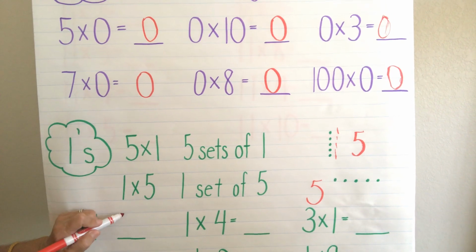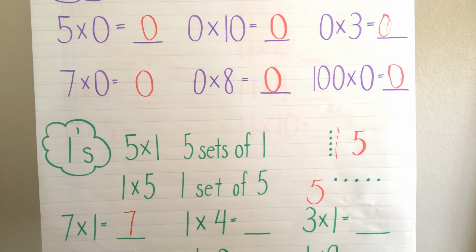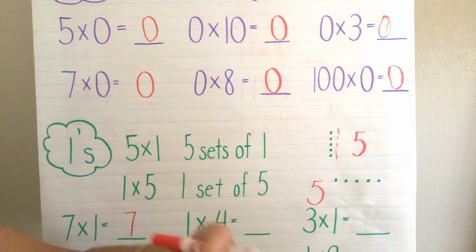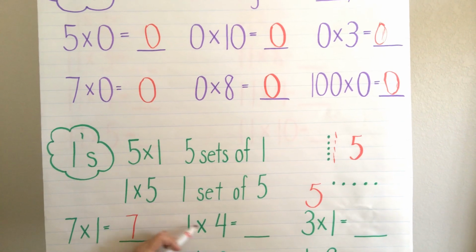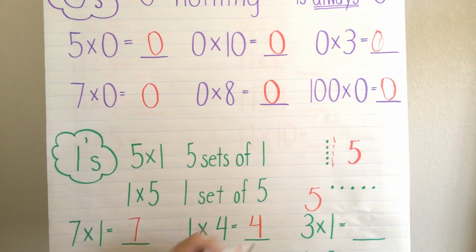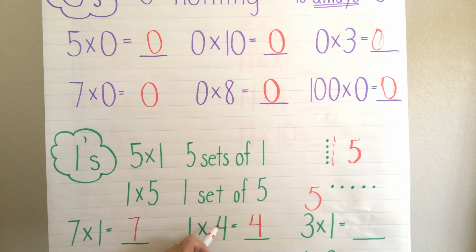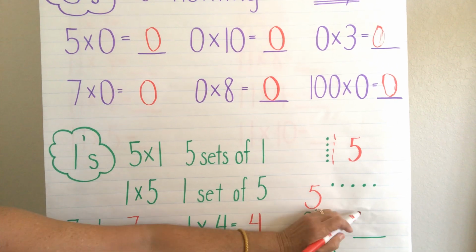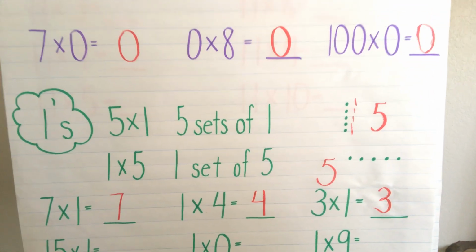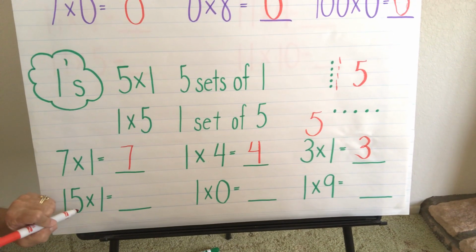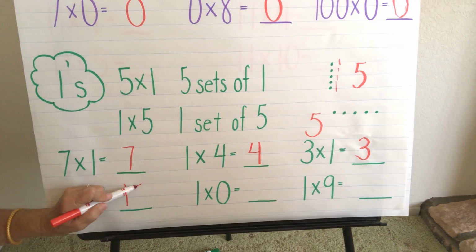7 times 1 is 7, because it's 7 sets of 1: 1, 2, 3, 4, 5, 6, 7. Or 1 times 4. There's a 1, so I've got one set of 4, just one set of 4, so it's going to be 4. 3 times 1, there's my 1, this is my answer. 15 times 1, let's get a little bigger. If I've got 15 and just one set of it, I've got 15.